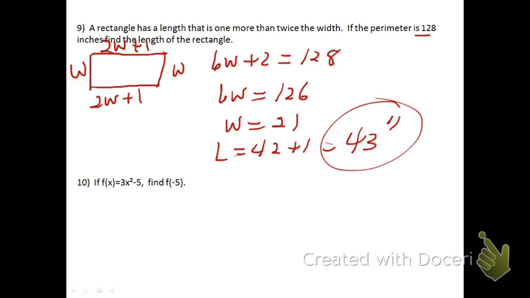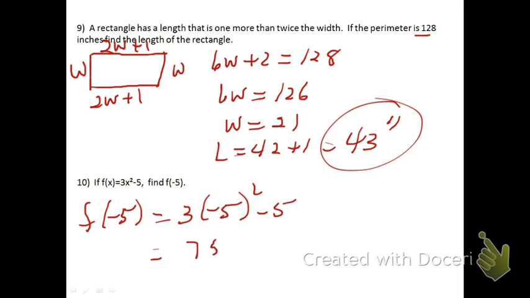In number 10, they're giving us a little function here. f(x) is 3x squared minus 5. Find f(-5), so we simply plug that in. So f(-5) is going to be 3 times (-5) squared minus 5. (-5) squared is positive 25. 3 times 25 is 75, and 75 minus 5 is equal to 70.